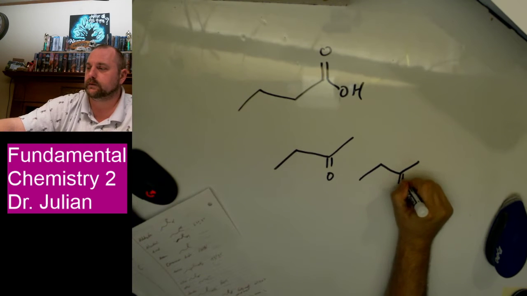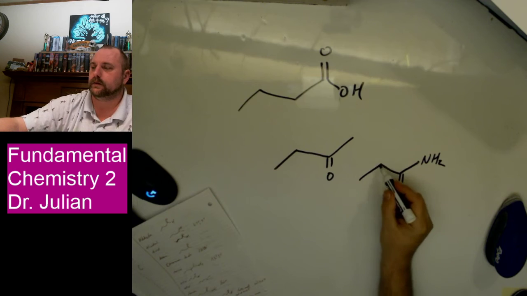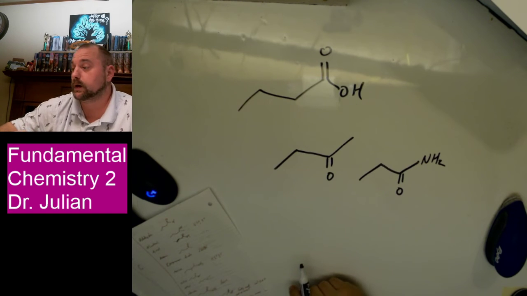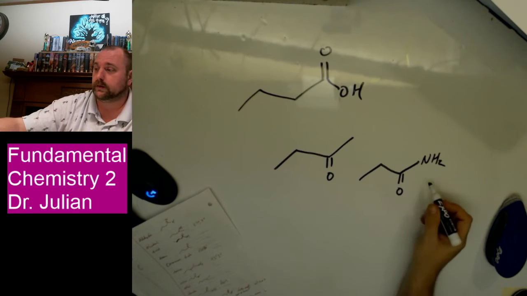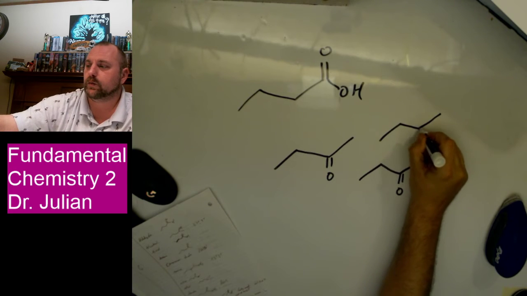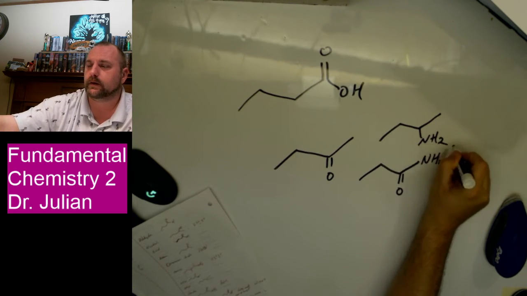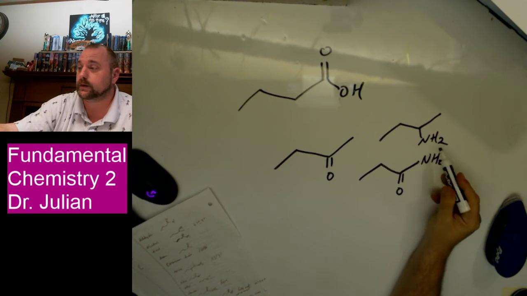We had a lot of acid derivatives. 1, 2, 3. This would be propanamine. And then we can do propanamide. And then we also had amines. So amides and amines, make sure you tell those apart.